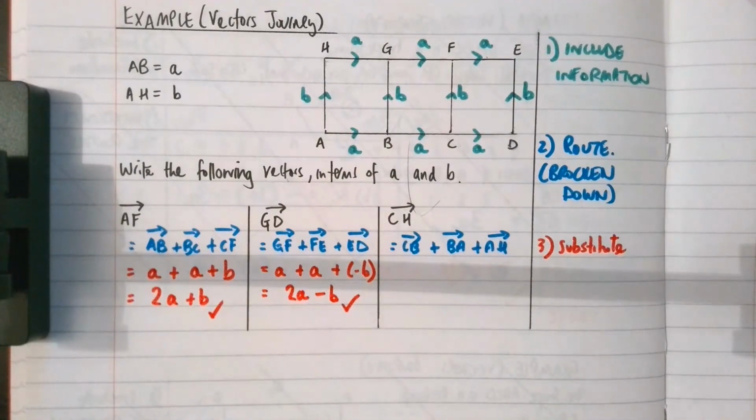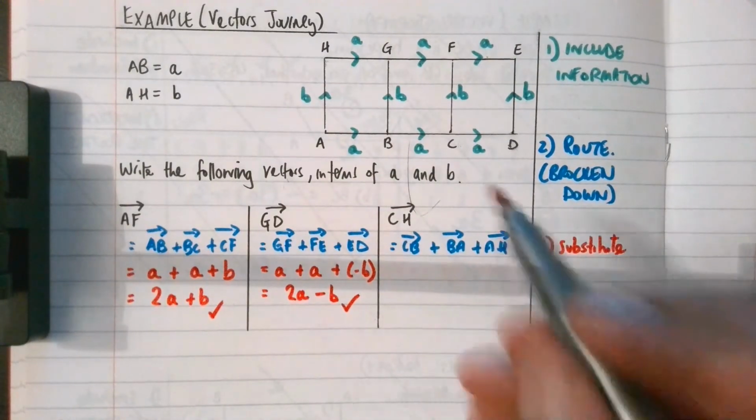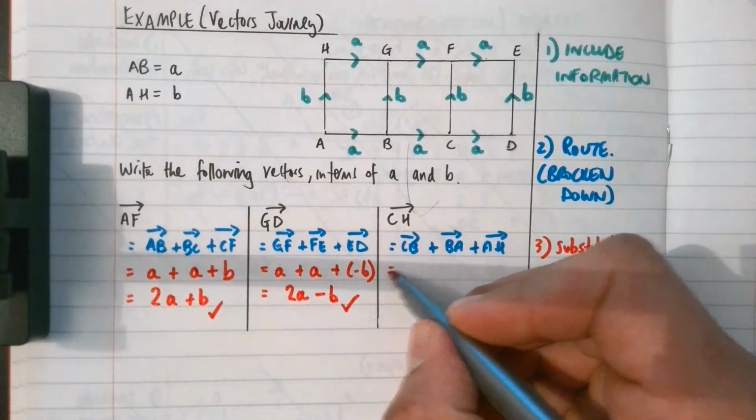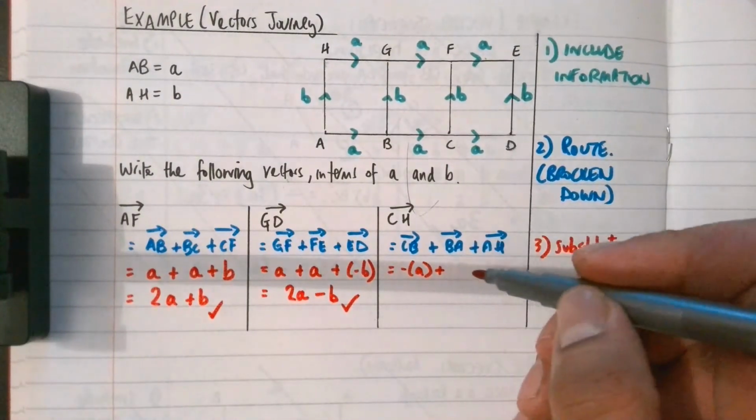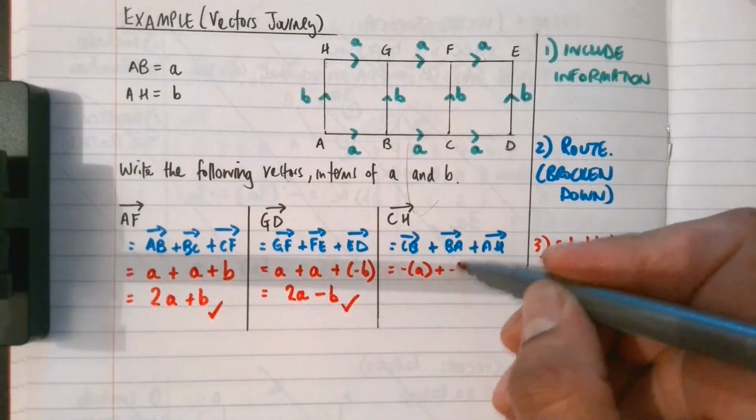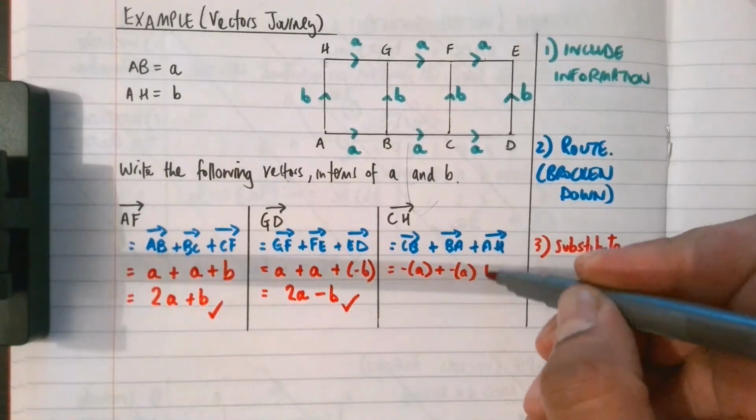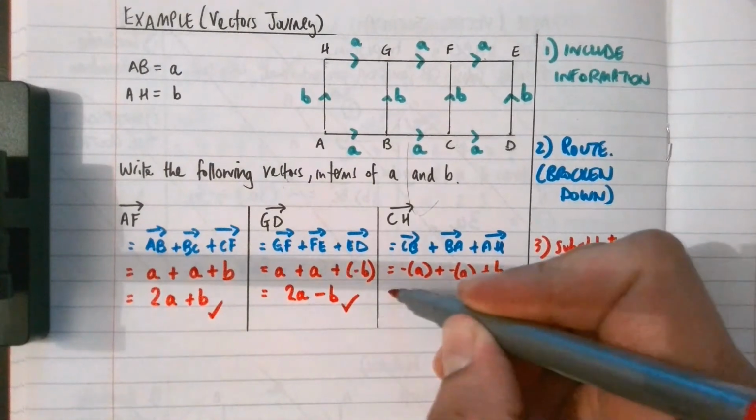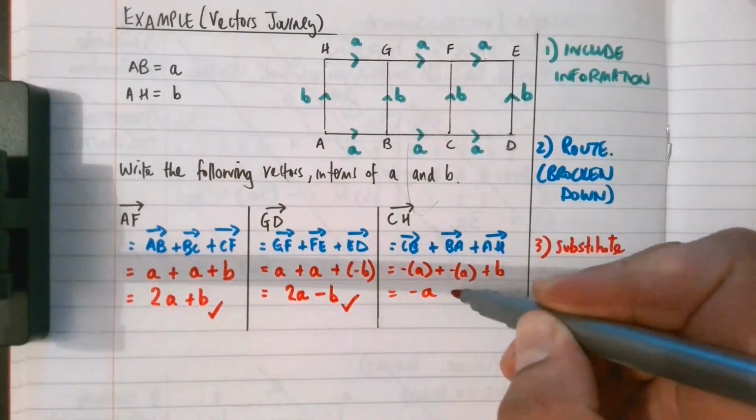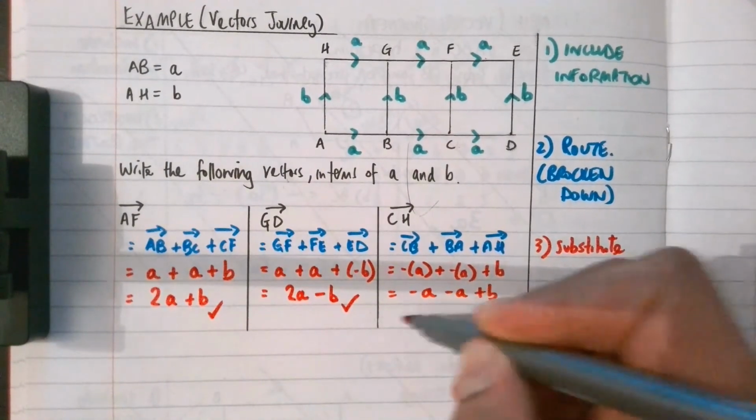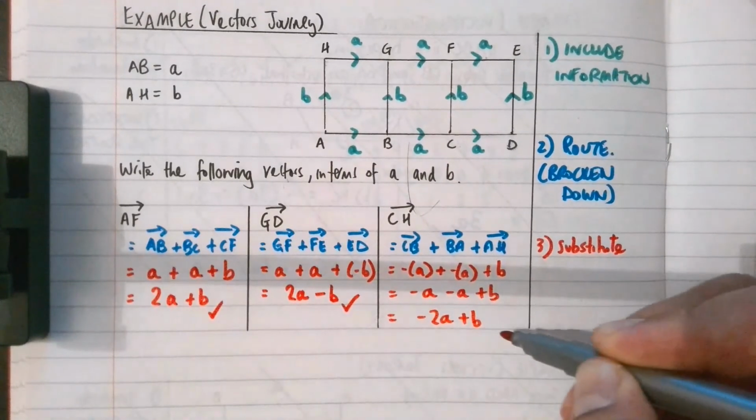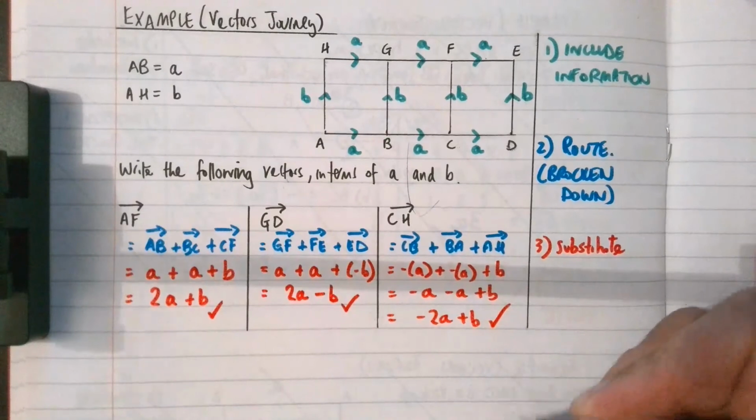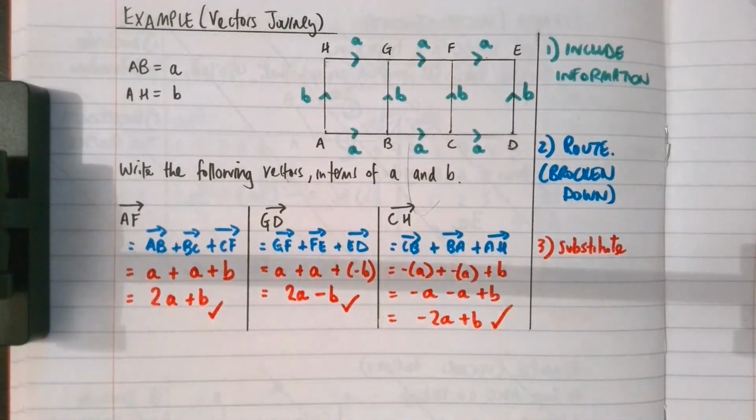Then you need to substitute. Again, you need to be careful because we're going against the arrow, so it's going to be minus a. For BA, we're going against the vector, so it's going to be minus a again. And then for AH, we're going with the vector, so it's going to be a plus b. So that simplifies, and then fully simplifies to minus 2a plus b. Remember, you need to make sure you are paying attention to whether you're going with the vector or against the vector.